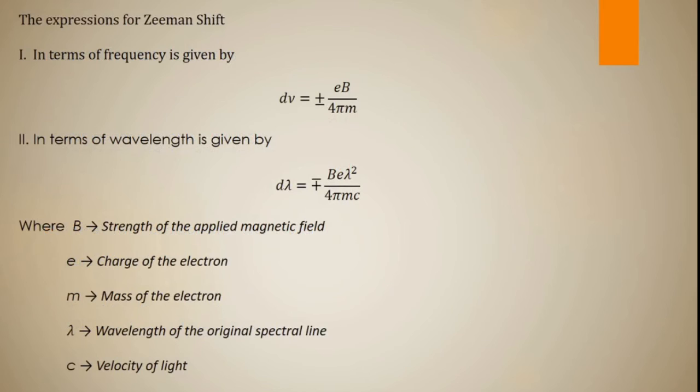Now the spacing between the spectral lines is called Zeeman shift. In terms of frequency, the expression for Zeeman shift is given by d nu equals plus or minus eB by 4 pi m. In terms of wavelength, the expression is d lambda equals minus or plus eB lambda square by 4 pi mc. Here B represents the strength of the applied magnetic field, e the charge of the electron, m the mass of the electron, lambda the wavelength of the original spectral line, and c the velocity of light.